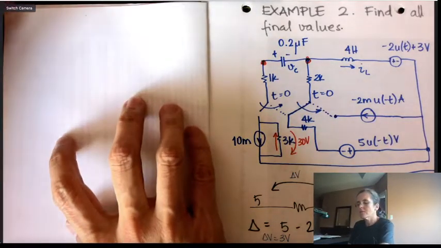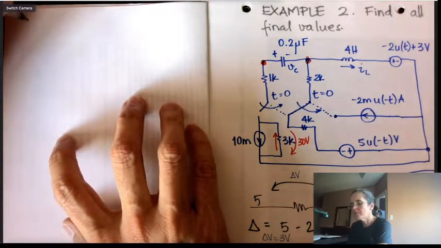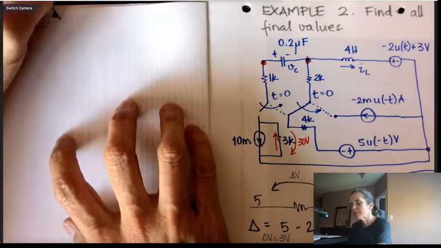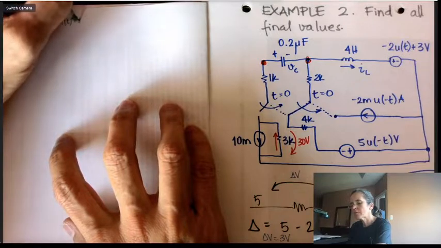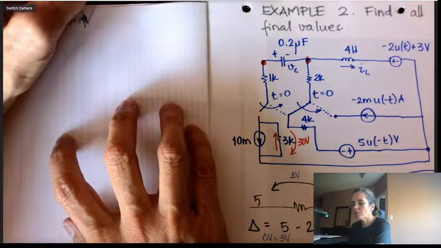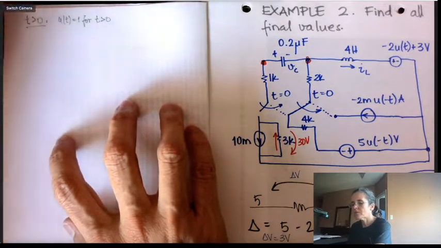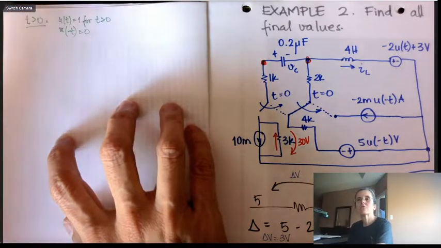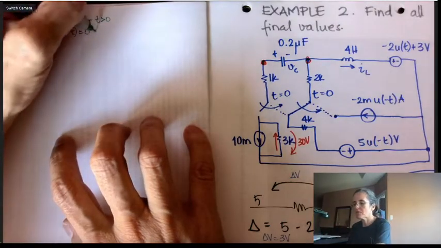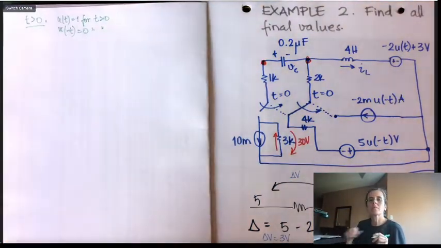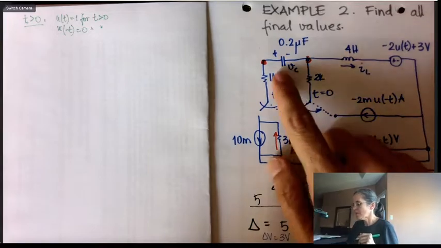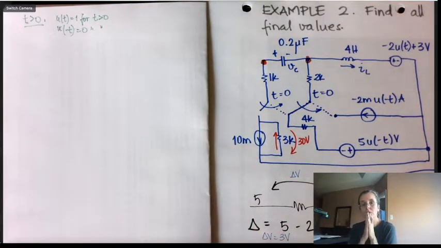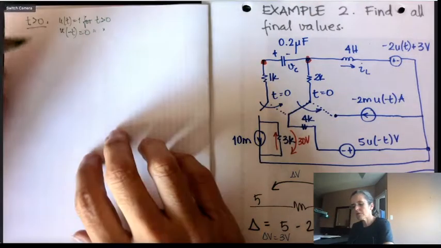Now I'm going to draw the circuit for t larger than 0. Oops, my pen is not working. And what happens is that everything that is u of t, I'm going to use it as 1 volt, because it's for t larger than 0. And everything that's u of minus t, I'm going to set it to 0, because it's also for t larger than 0. And I'm going to draw the capacitors and the inductors, because now I do want to write equations that include those voltages and currents.